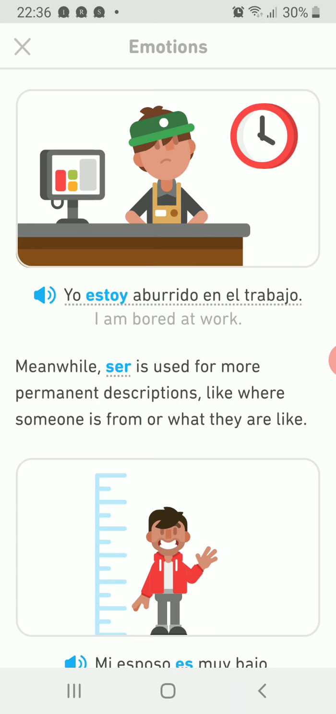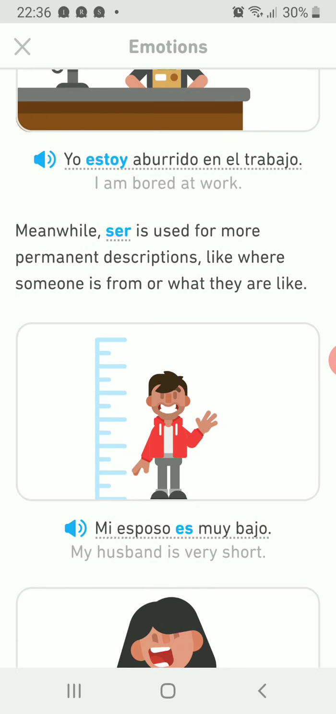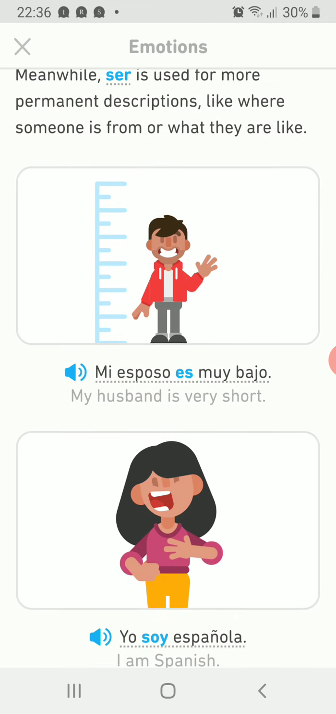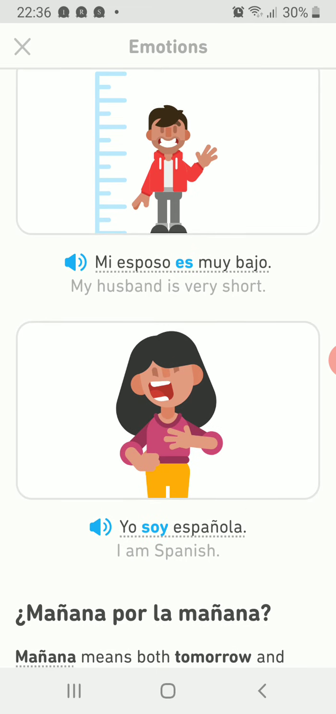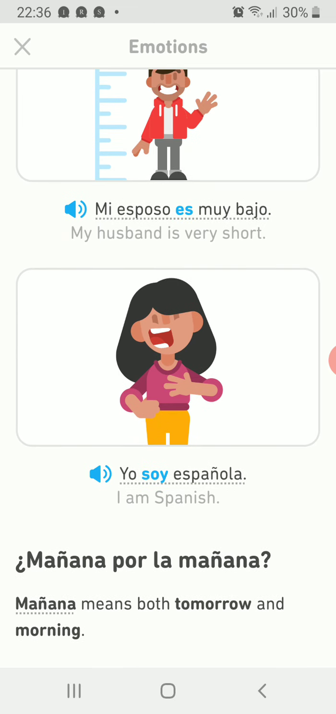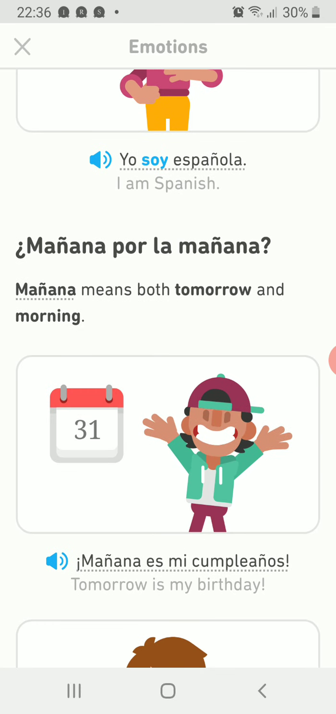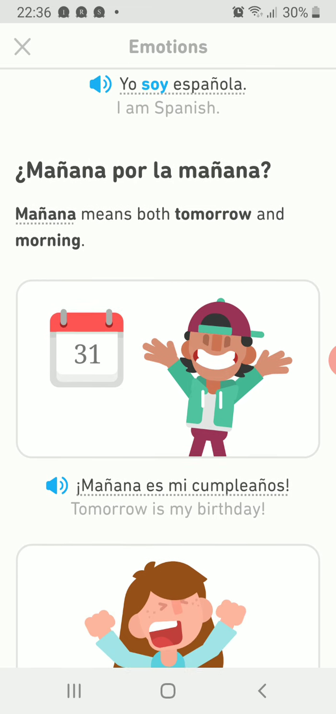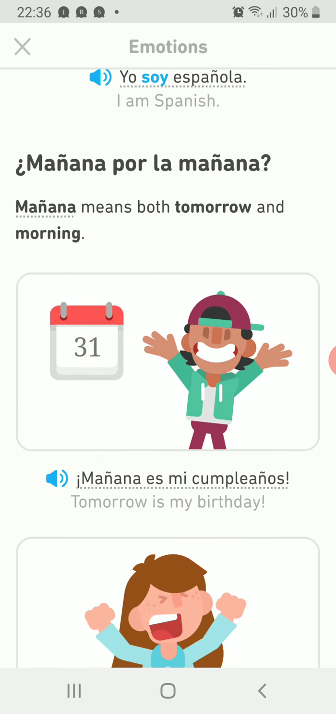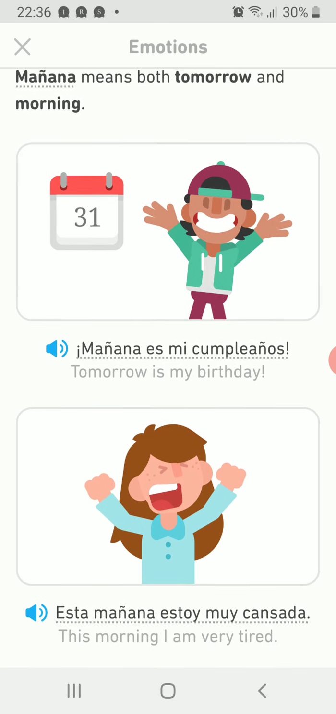Meanwhile, ser is used for more permanent descriptions like where someone is from or what they are like. So characteristic: mi esposo es muy bajo, short, alto is tall. Yo soy española, inglesa, americana, mexicana. Mañana means tomorrow and morning at the same time.